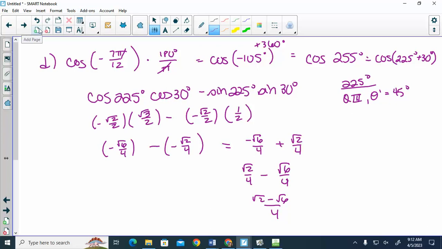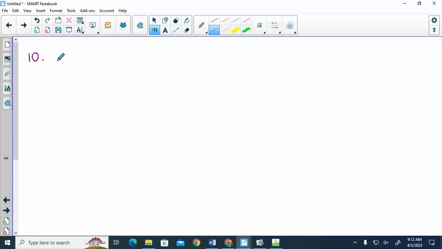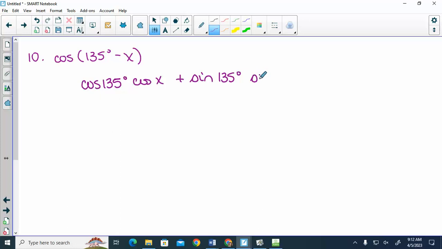Let's look at problem 10. So we have the cosine of 135 degrees minus x. So I need to simplify this. So I have cosine of something minus something. So this is the cosine of A minus B formula. So that says cosine A, cosine B, plus sine A, sine B.